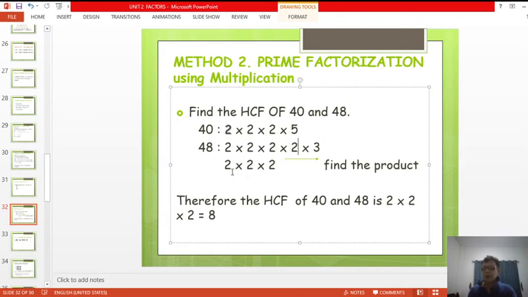And what are you going to do next? The next step is to find the product of your common prime factors. Meaning you multiply these. Okay, let me separate that. So what's happening here is you multiply this: 2 times 2 is 4, times 2 is 8. It's the same here: 2 times 2 is 4, times 2 is 8. So your answer is 8.